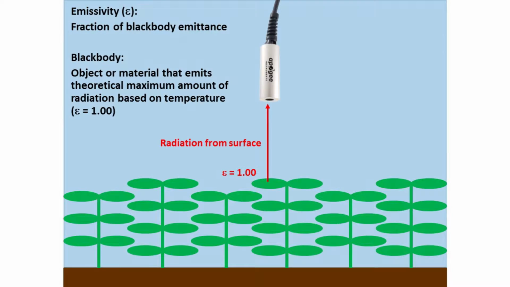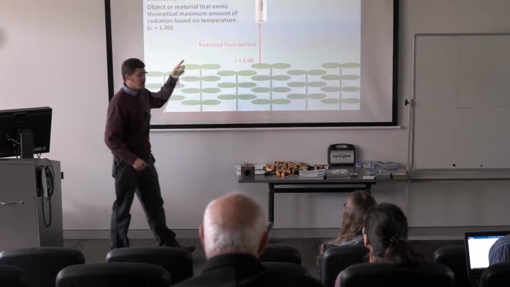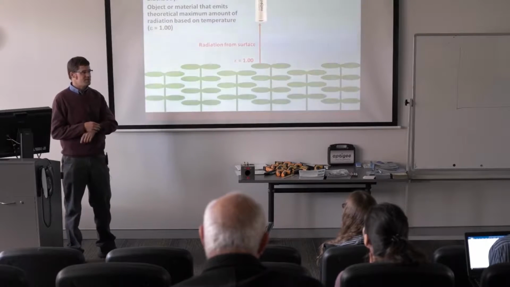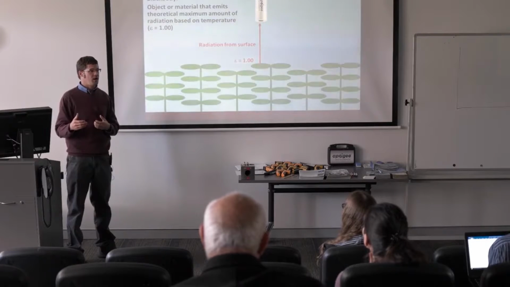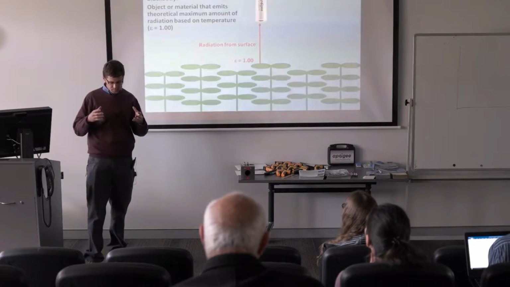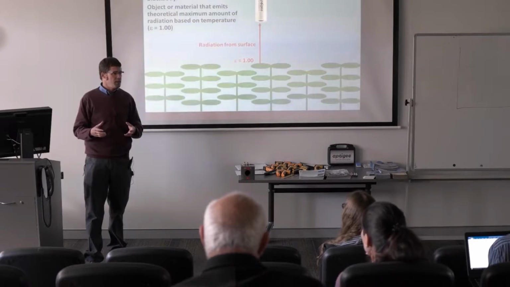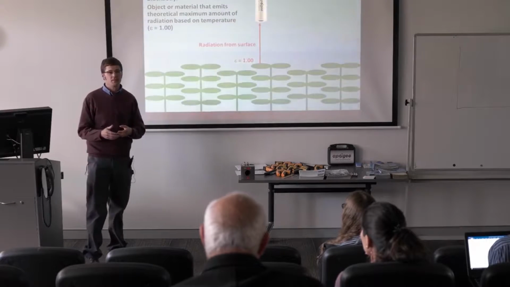So emissivity is just a fraction of black body emittance. So something like this black body cone here, the black body cone that I showed you on the previous slide, they have very high emissivities, well over 0.99, meaning they're almost black bodies. A black body is a perfect emitter, meaning it emits all of the theoretically possible radiation for its temperature.